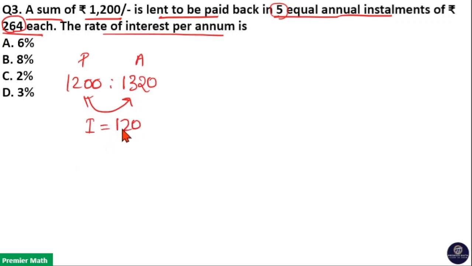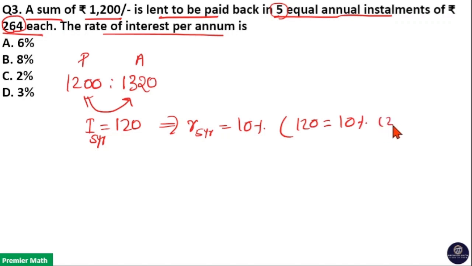Now you can see this 120 is 10% of 1200. So here interest for 5 years is equal to 120. That means the interest rate for 5 years is equal to 10%, because 120 is equal to 10% of 1200.